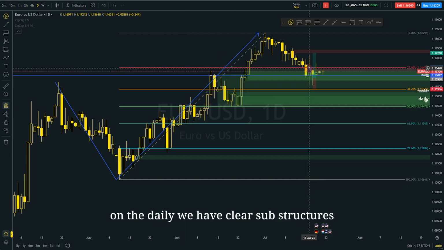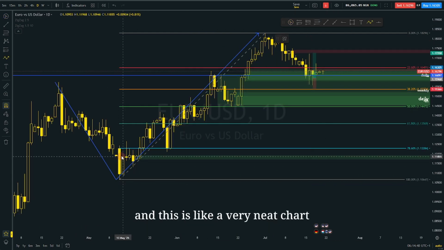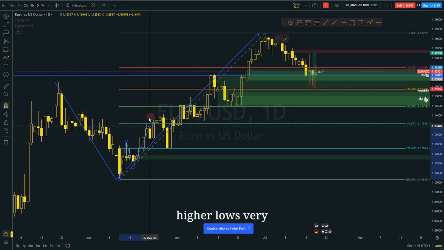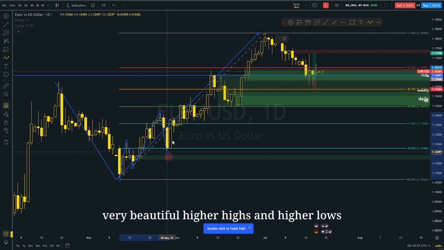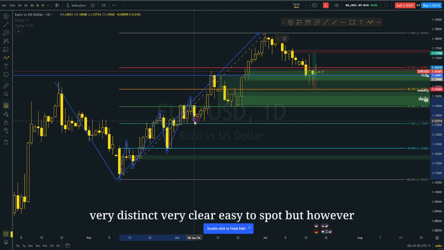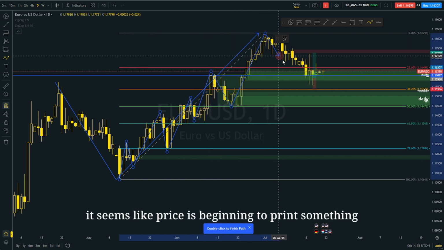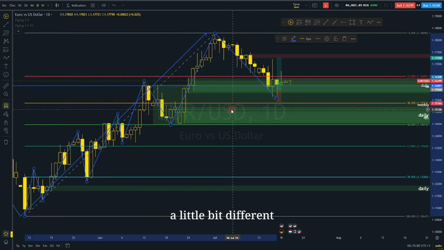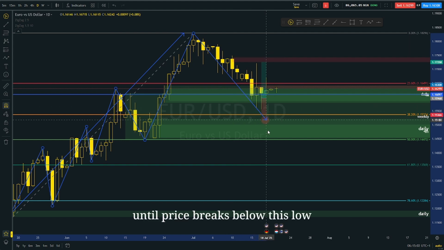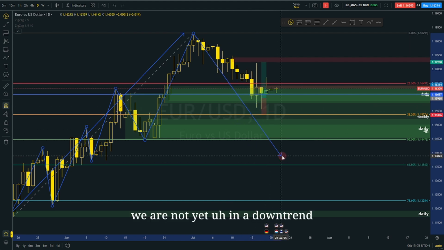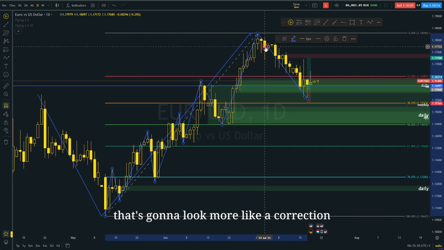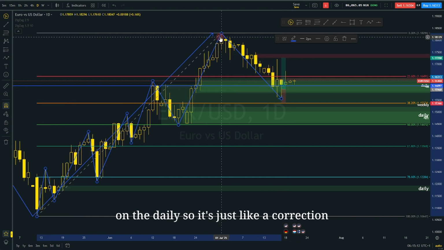Now on the daily, we have clear substructures, and this is like a very neat chart. You can see the market making higher highs, higher lows, very, very beautiful higher highs and higher lows, very distinct, very clear, easy to spot. But however, it seems like price is beginning to print something a little bit different. Until price breaks below this low, we are not yet in a downtrend. So we're still having something that's going to look more like a correction on the daily.